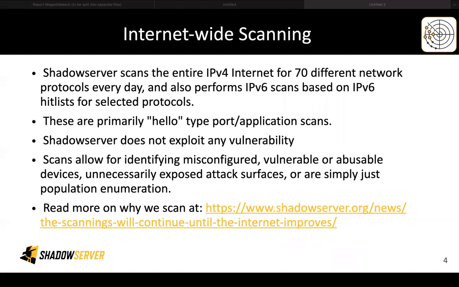Shadow Server internet-wide scanning. Shadow Server scans the entire IPv4 space for 70 different network protocols every day, and also performs IPv6 scans based on hit lists for selected protocols. These are primarily hello-type port application scans. Shadow Server does not exploit any vulnerability. Scans allow for identifying misconfigured, vulnerable, or abusable devices, unnecessarily exposed to attack surfaces, or simply just population enumeration scans. You can read more on why we scan at the URL on this slide.